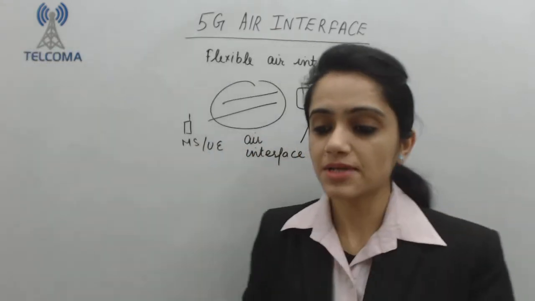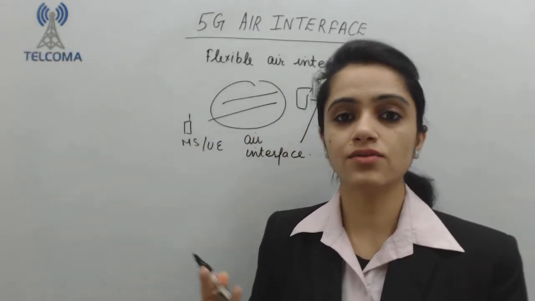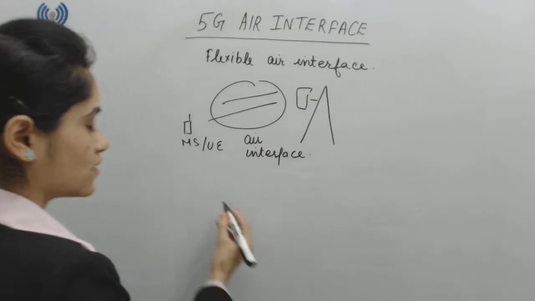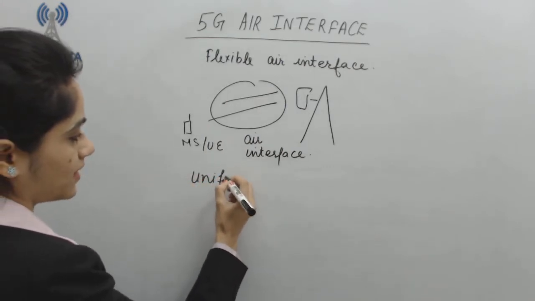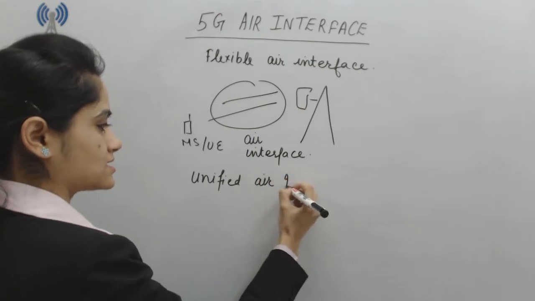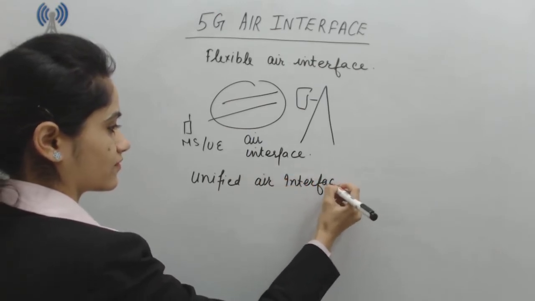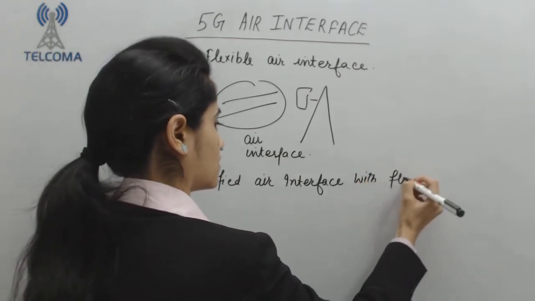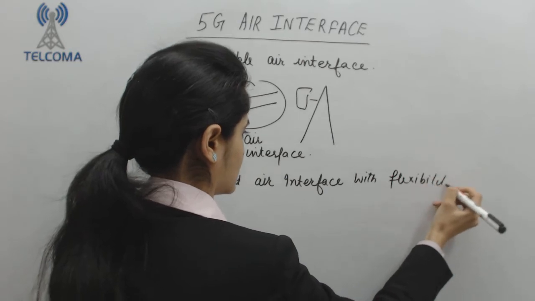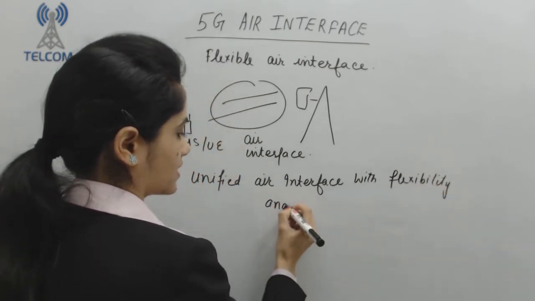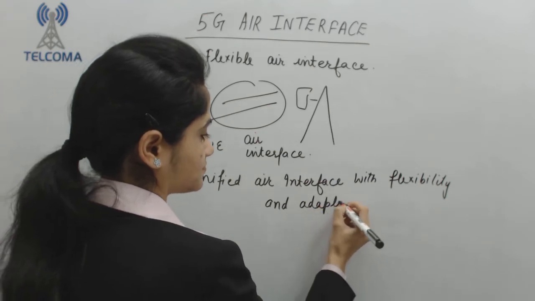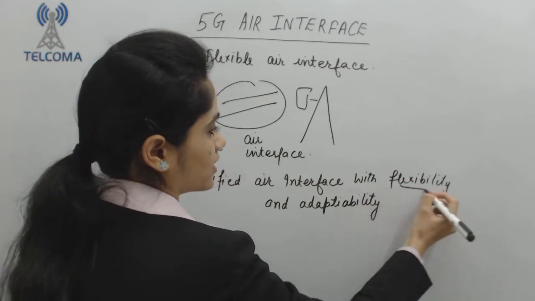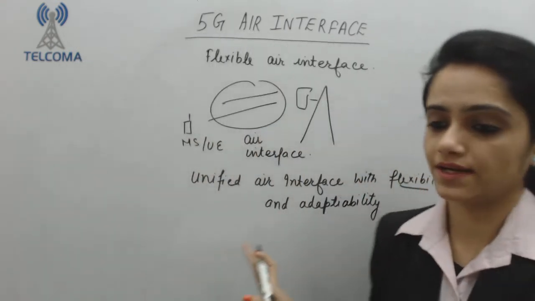Now the air interface of 5G is a unified air interface which requires flexibility and adaptability. So I can say that it is my unified air interface with flexibility and adaptability. So that's why, from flexibility, we name it as the flexible air interface.